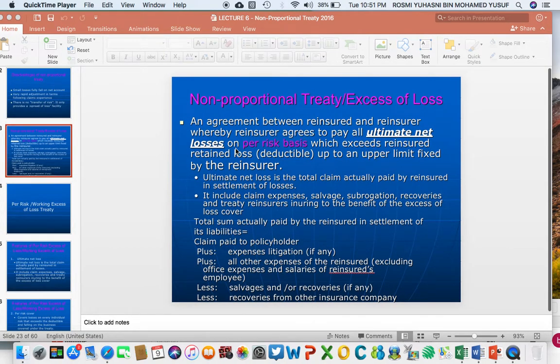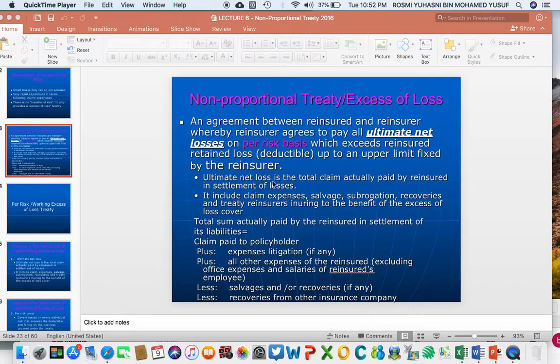Okay, ultimate net losses. This is an agreement between the reinsured, or the insurer, and the reinsurer, whereby the reinsurer agrees to pay all ultimate net losses on a per risk basis which exceed the insurer's retained loss or deductible, up to an upper limit fixed by the reinsurer. So you have to remember that the final amount of claim shared between the insurer and the reinsurer is actually made up of many components.